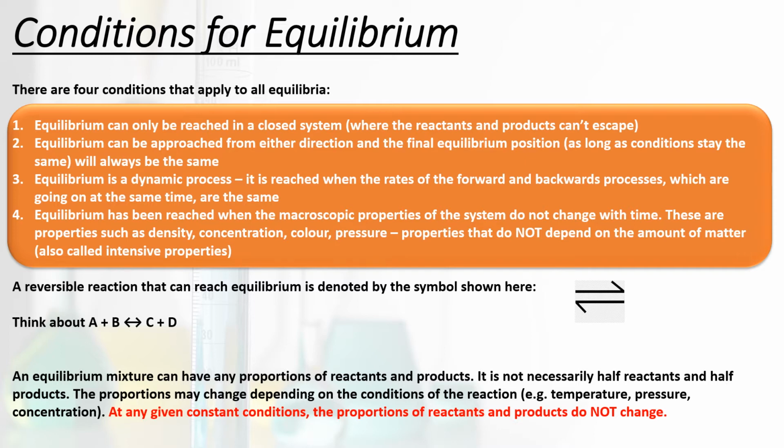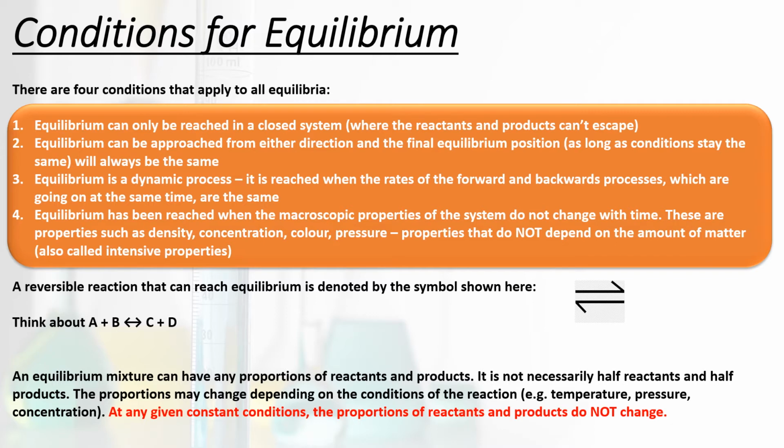The third is that equilibrium is a dynamic process. It's reached when the rates of the forward and backward processes, which are going on at the same time, are the same. So this was our definition of a dynamic equilibrium. We have our forwards and backwards reactions occurring at the same time, and the key point here is at the same rate. So overall, it looks like there's no overall change. With our water example, we have the liquid water evaporating and the water vapour condensing back into liquid water. Both of those processes are happening at the same time, and the key thing is that they are happening at the same rate.